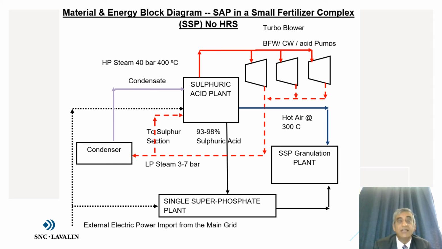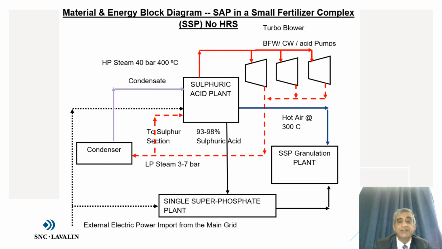This results in reduction of power consumption in the acid plant from 75 kilowatt hour per ton of acid to about 30 kilowatt hour per ton, resulting in considerable amount of saving. Energy can also be recovered in the form of hot air at 300 degrees C, which can be utilized in the single superphosphate granulation plant, resulting in saving of fuel.